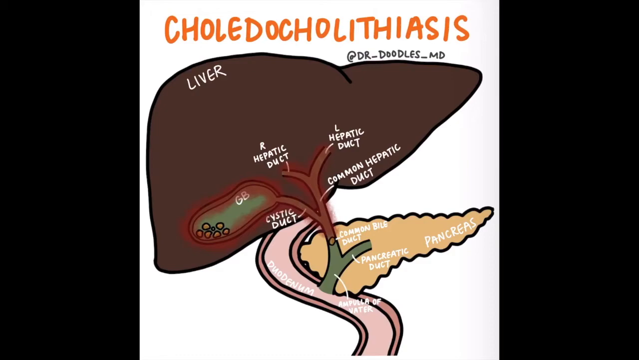On ultrasound, it is uncommon to actually visualize a stone within the common bile duct. However, a dilated common bile duct is often suggestive of choledocholithiasis. Generally, the treatment for choledocholithiasis is ERCP to remove the obstruction and then cholecystectomy to prevent further incidences.